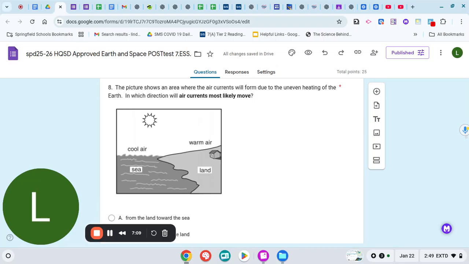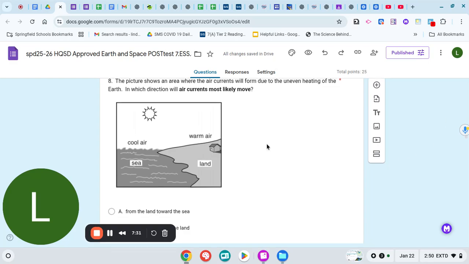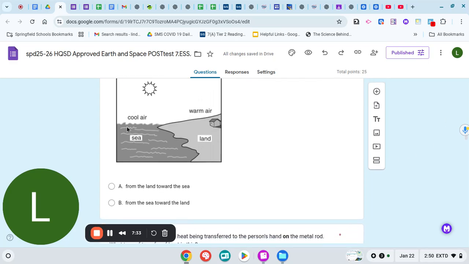Number 8, the picture shows an area where the air currents will form due to the uneven heating of the Earth. In which direction will air currents most likely move? So think about the way air currents move. That's also known as wind. Think about the way wind moves. Does it go from cold to hot or hot to cold? And in this case, look where the cold is and look where the warm is.